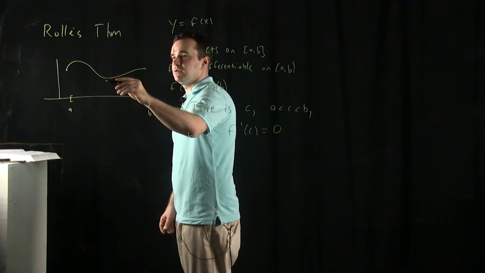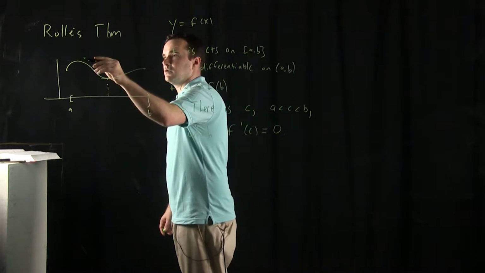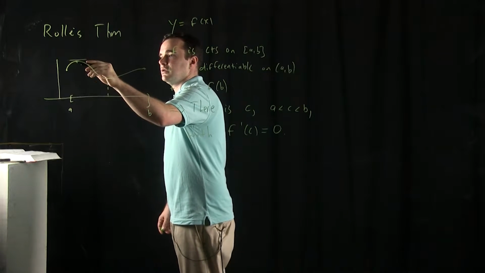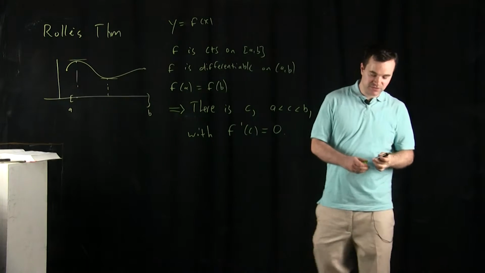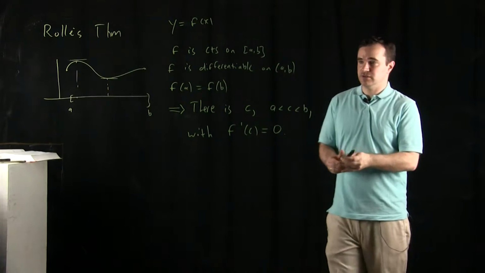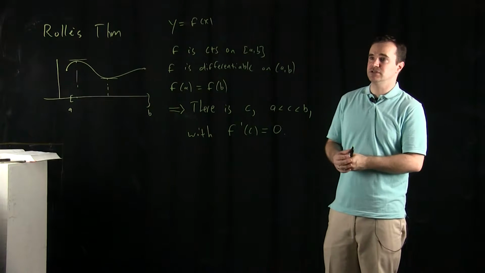And actually, in the picture that I've drawn, you can see a couple of them. You could come down here at that local min. You could come up here. There's another one. So just because Rolle's theorem tells you that one such point exists doesn't preclude the possibility that the others could exist too.